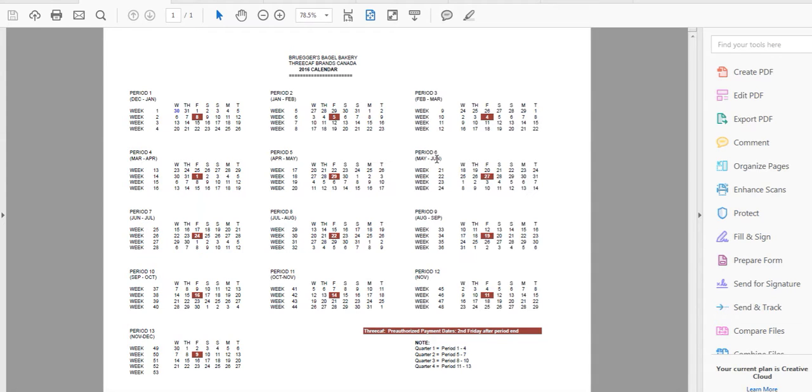So we reference this to find what dates period 6 of last year fell on. It looks like week 1 was May 18th to May 24th, week 2 May 25th to May 31st, week 3 was June 1st to June 7th, and week 4 was June 8th to June 14th. So that's some good information to have.